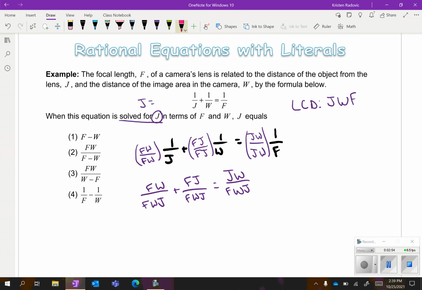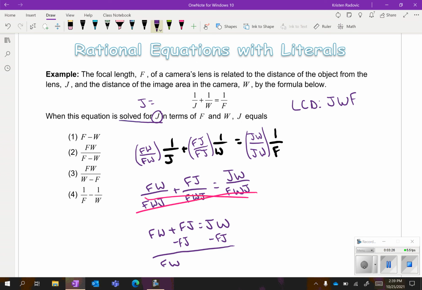Now all we care about is getting the numerators equal. And we're going to be left with a new equation, FW plus FJ equals JW. Now we do want to get J by itself, so you're going to bring all the terms with J to one side. This kind of turns into the hard question that we did with inverses, where you have to get y by itself when there's a fraction. You always want the variable you're solving for on one side of the equation. That way you can take out a GCF.